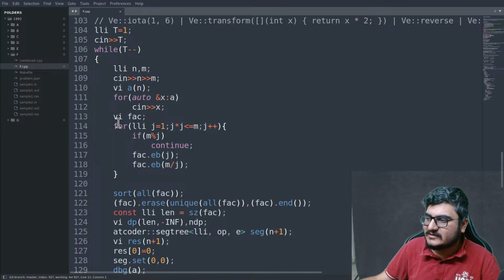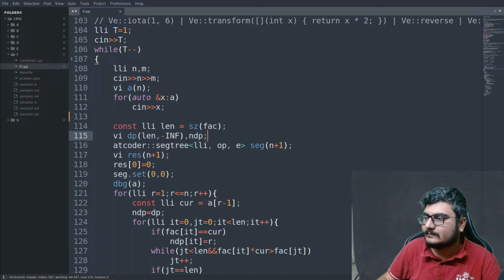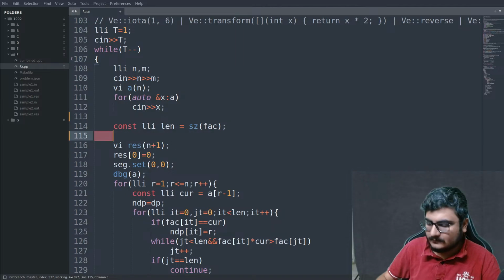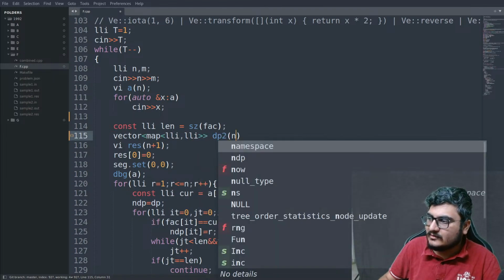First, I have taken all the inputs. I have found all the factors. We don't really need factors. DP2, which I defined earlier.